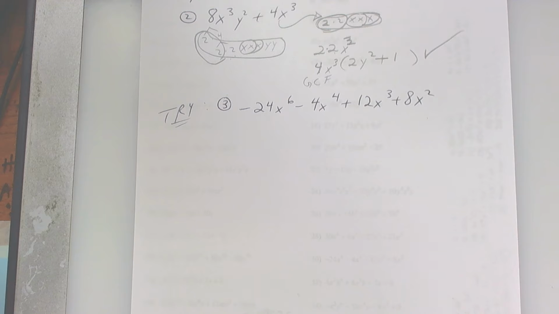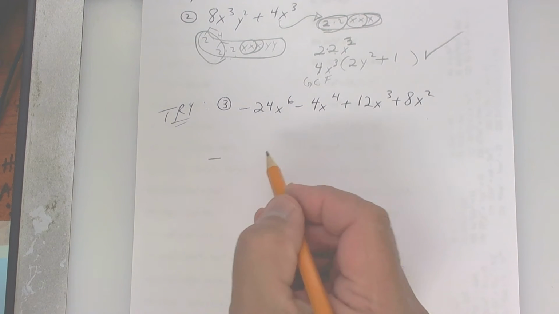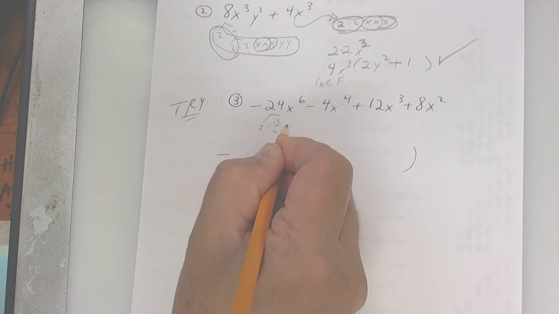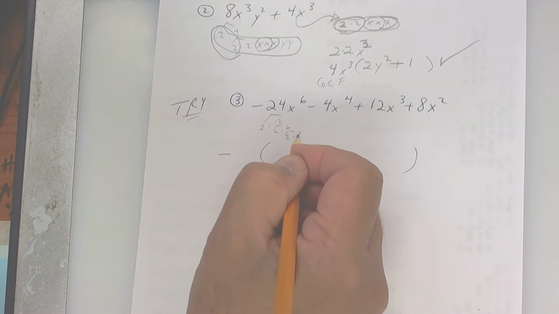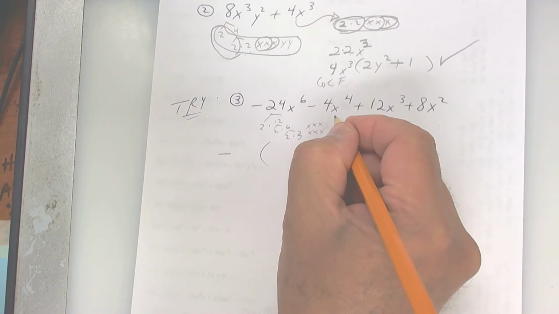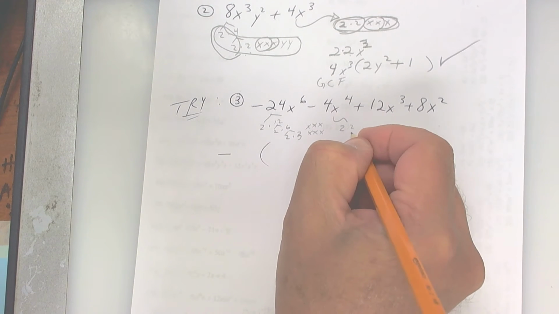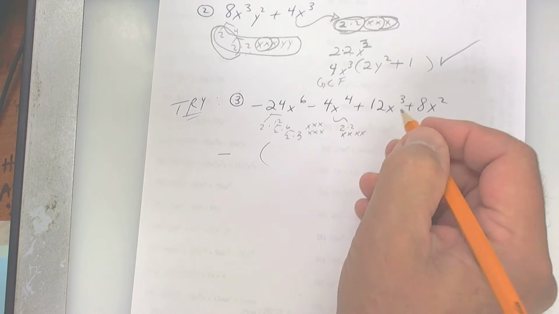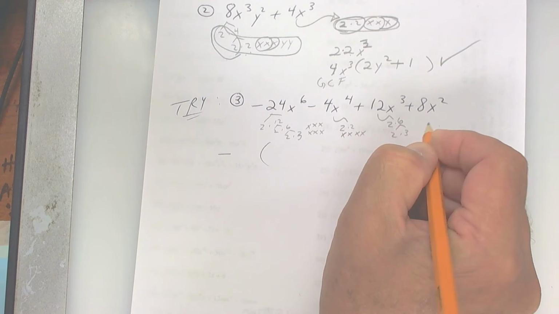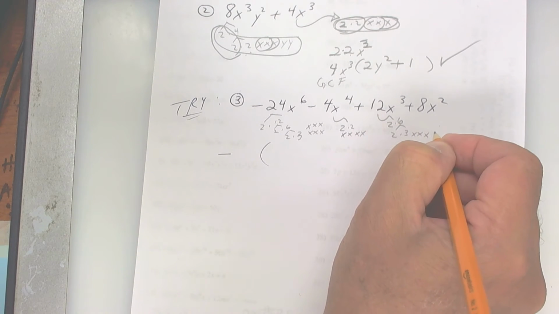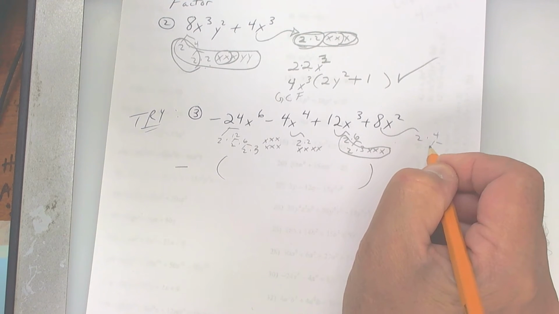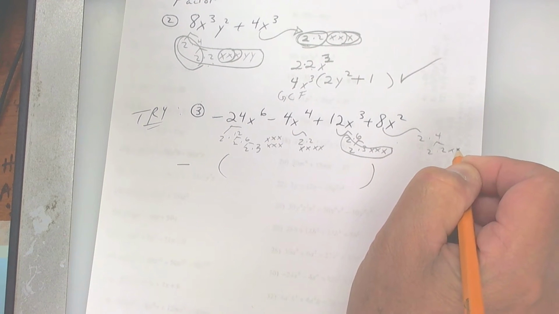All right, now the first term is a negative, so we're definitely going to take out a negative. So let's break this up. 2 times 12, 2 times 6, 2 times 3, and then 6 x's. This one is 2 times 2, and then 4 x's. This one is 2 times 6, and then 2 times 3, and then 3 x's. And finally, this one is 2 times 4, and then 2 times 2, and then 2 x's.